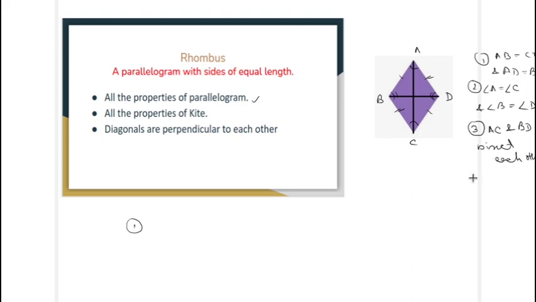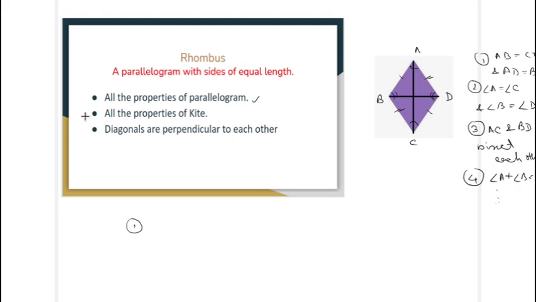And the last property was that the adjacent angles are supplementary. So here also the adjacent angles are supplementary. Adjacent angle means angle A and angle B are adjacent. So angle A plus angle B equals 180 degrees. Like this, for all the adjacent angles it will hold for a rhombus as well.